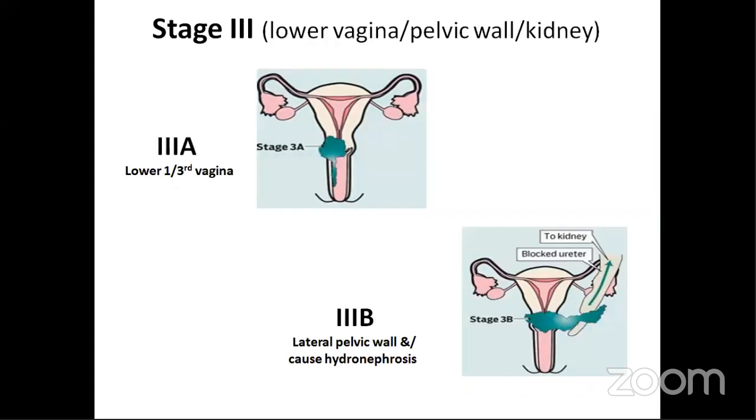Next is stage 3. In this, it extends even to the lower vagina and also to the pelvic side wall, and it can involve the ureter and affect the kidneys. Stage 3A is where the lower one-third of the vagina is involved, and stage 3B is when the lateral pelvic wall is involved. What happens in the lateral pelvic wall? You have the ureter. Because of the lateral pelvic wall involvement, there could be compression on the ureter, or direct invasion into the ureter, which will affect the kidney, with hydronephrosis noted in the kidney.